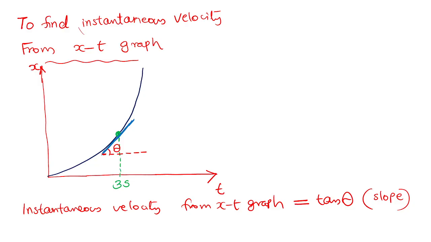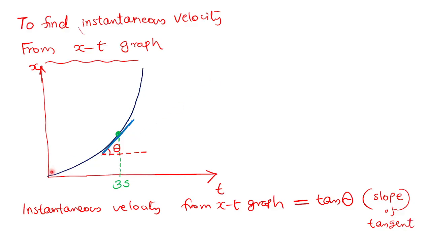So tan theta, there is a name for tan theta. It is said to be slope. Slope of tangent. So slope of tangent represents velocity.